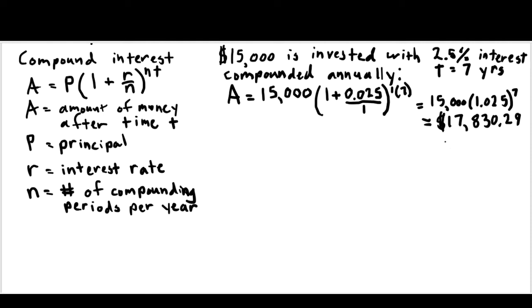Okay. So what happened is that we started with $15,000. 7 years later, we ended up with $17,830.29. And that was assuming 2.5% interest compounded every year, right, for 7 years. Now let's do the same thing, but this time let's assume it is compounded quarterly.